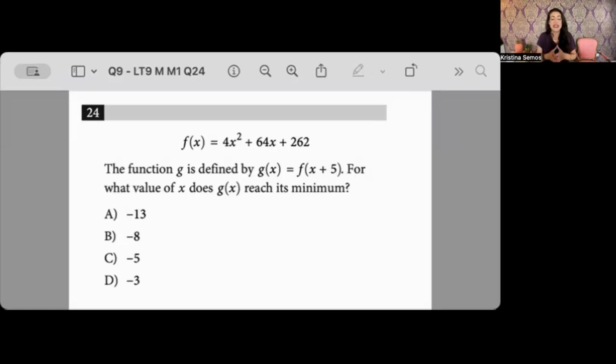Admittedly, this one does have a little bit of a trick to it. You're going to have to do a little function stuff before you can use the trick that I told you, but it still applies. So we have f of x equals 4x squared plus 64x plus 262. The function g is defined by g of x equals f of x plus 5. For what value of x does g of x reach its minimum? I'll give you a second, try it out, write down your answer, and then we will grade them at the end.